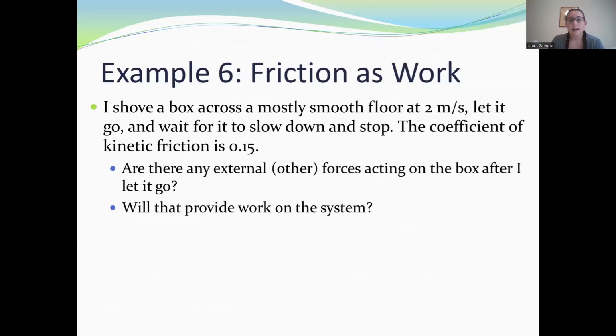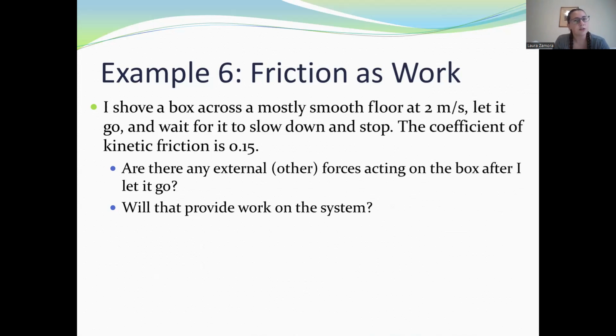Okay, here's another example. And this time we are going to consider friction. Friction will be doing work. So I shove a box across a mostly smooth floor at 2 meters per second, let it go, and wait for it to slow down and stop. The coefficient of kinetic friction is 0.15. Right there in the problem statement, it should be fairly obvious to us that yes, we do need to consider friction because it's explicitly telling us about the coefficient of kinetic friction. So that's a big clue right there that yes, friction is applicable here. We can't just ignore it.